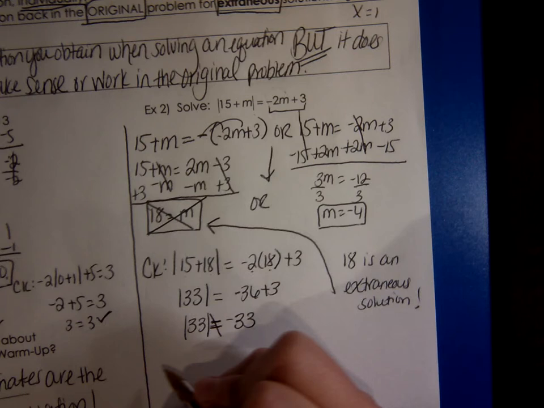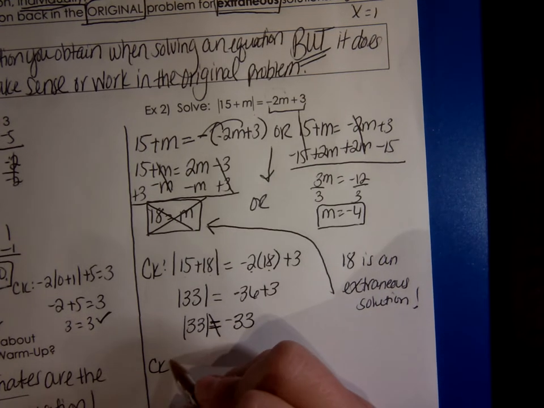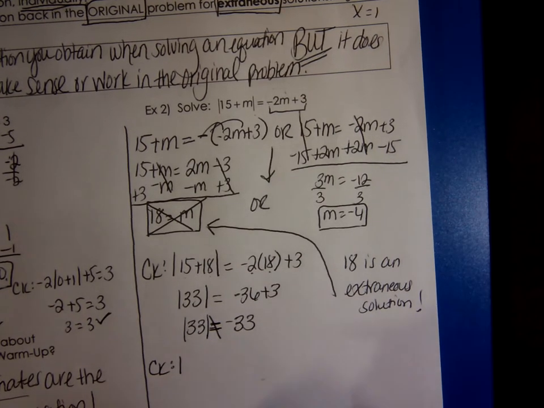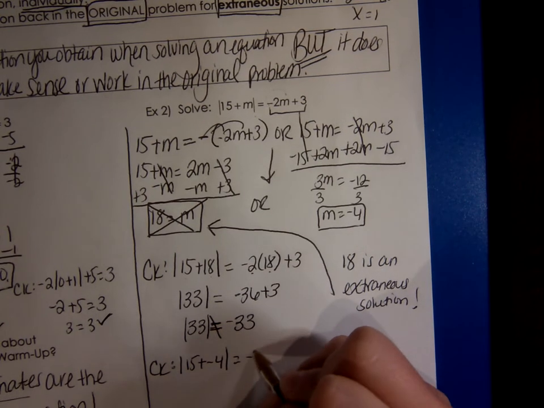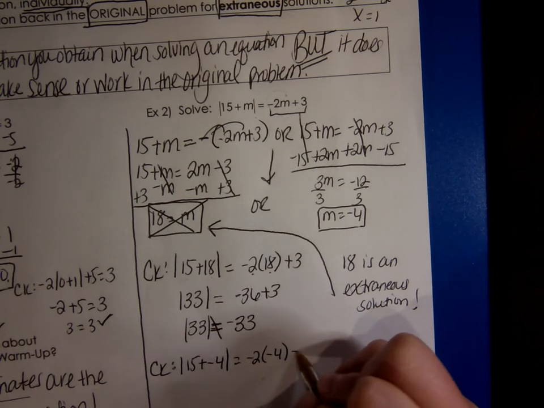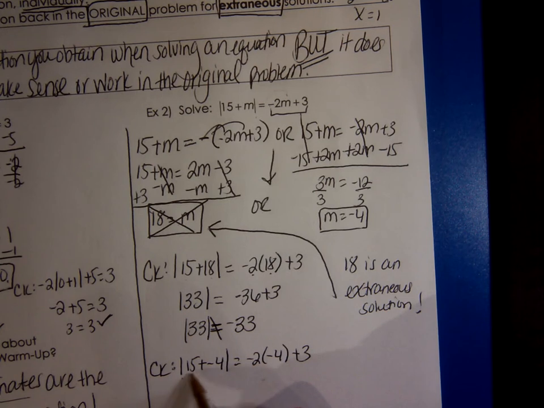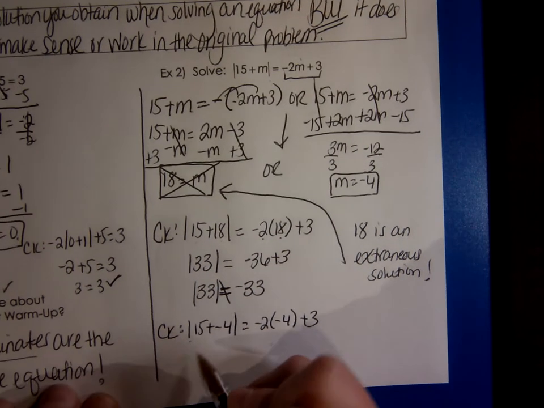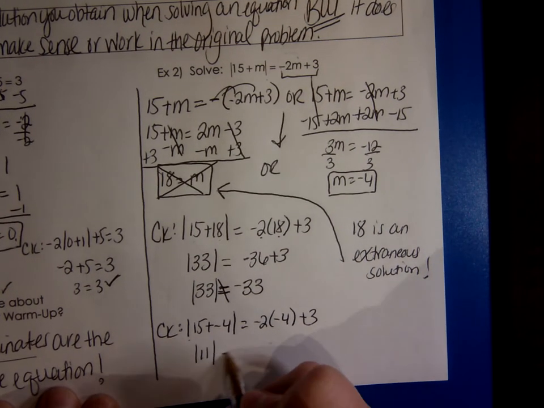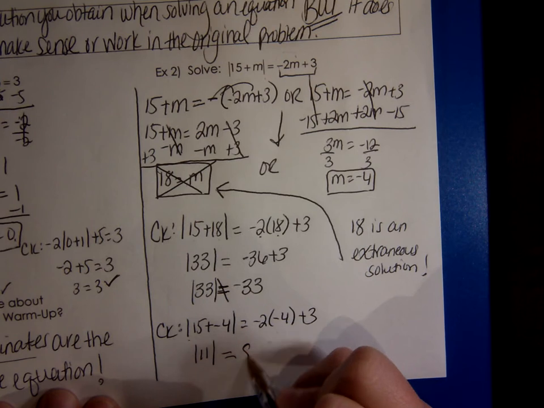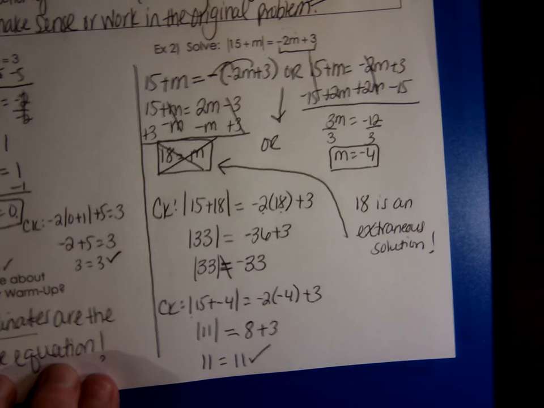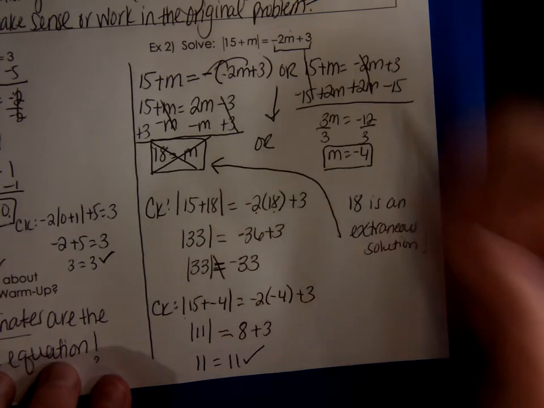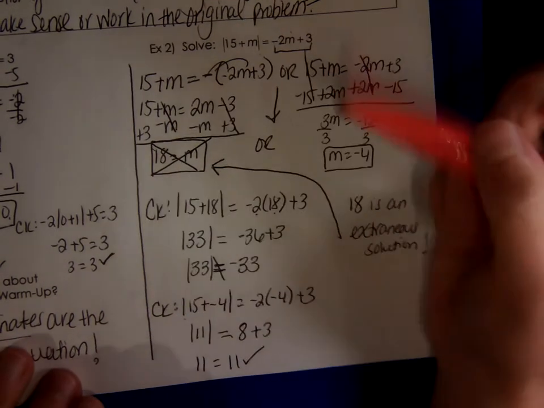Next, we are going to check negative 4. So I'm going to write absolute value of 15 plus negative 4. Is that equal to negative 2 times negative 4 plus 3? So this is 15 plus negative 4 is 11. The absolute value of 11, is that equal to 8 plus 3? Negative 2 times negative 4 is 8. Yeah, I'd say that 11 is equal to 11. That is a true statement. So therefore, our only solution in this problem is simply m is equal to negative 4.